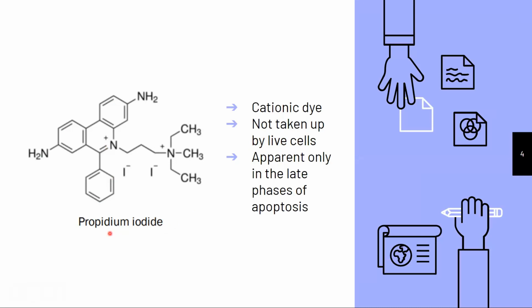So live cells will not take up the stain. Necrotic cells will take up this propidium iodide. But for apoptotic cells, only those cells that are in the later phases of apoptosis will take up this stain. No early apoptotic cells would take up this stain. So propidium iodide does not stain live cells. It does stain necrotic cells, and it will stain only cells that are in the late apoptosis.